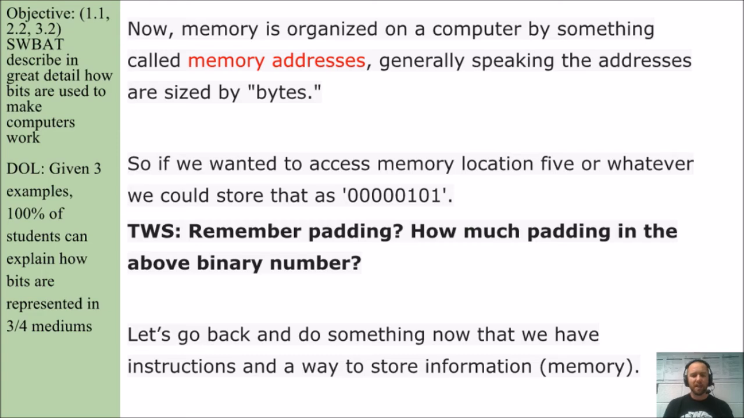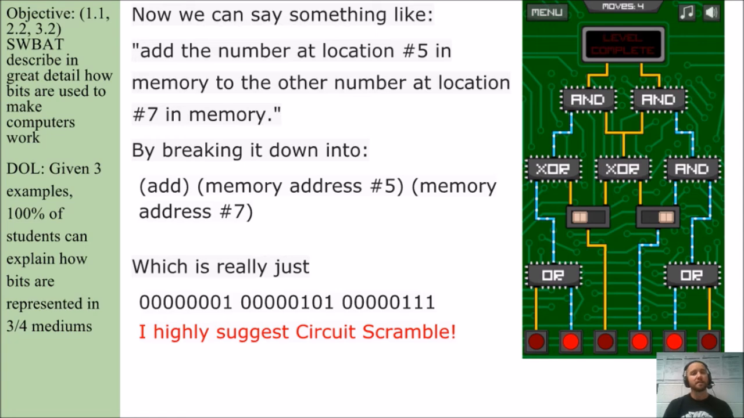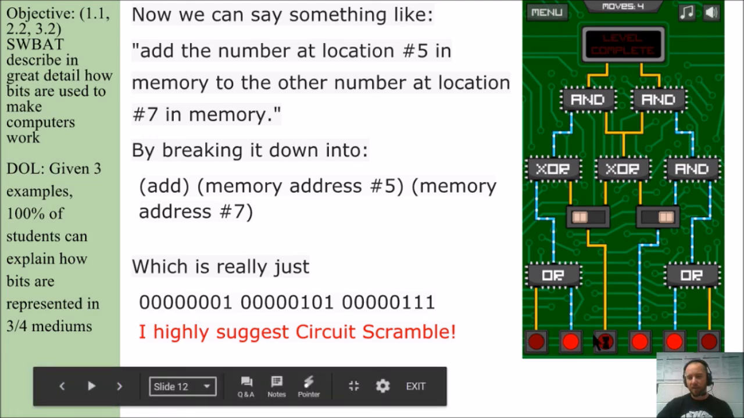Let's go back and do something now that we have instructions and a way to store information. Now we can say something like this. Add the number at location number 5 in memory to the other number at location 7 by breaking it down into add memory 5, memory 7, which is really just 00001, 0000101, 0000111.